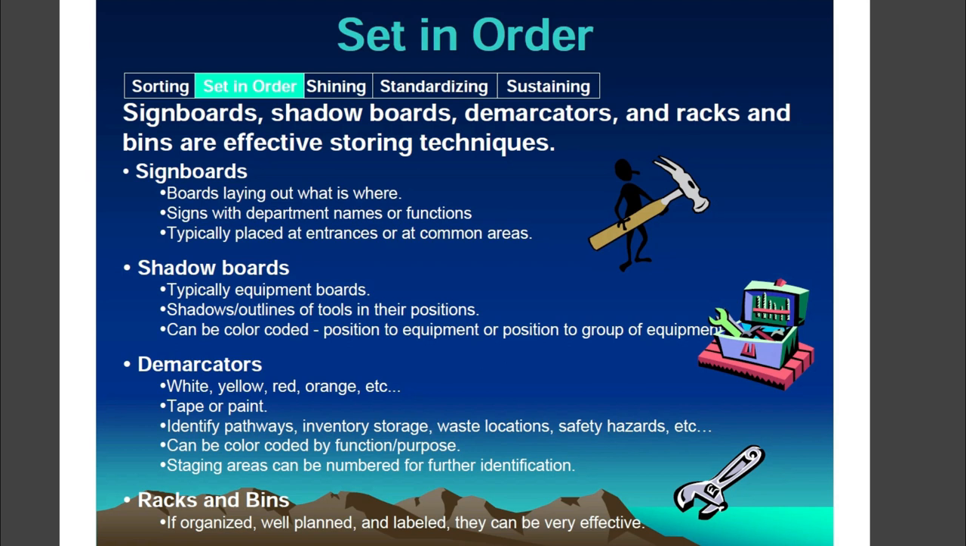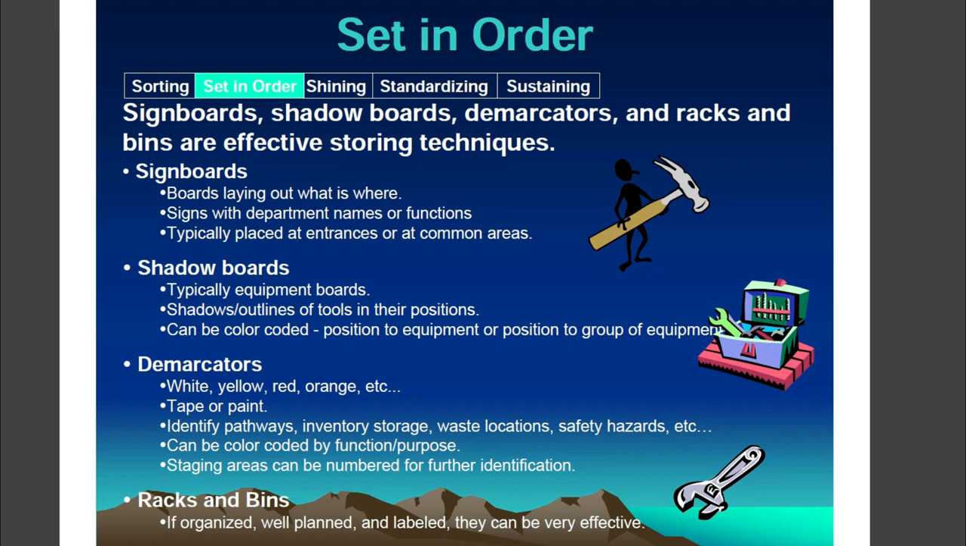Demarcators: white, yellow, red, orange, etc. Tape or paint identify pathways, inventory storage, waste locations, safety hazards, etc. Can be color coded by function or purpose. Staging areas can be numbered for further identification.